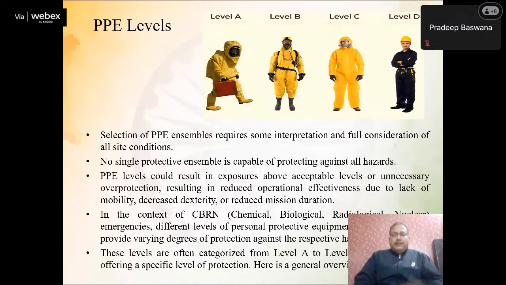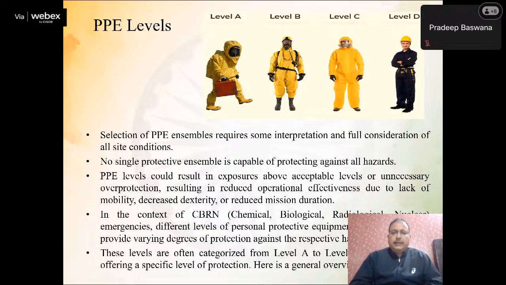Next, levels of PPE. As we focused on in the earlier slide about the levels of PPE, there are the classifications level A, B, C, and D. So, depending on the situation, which type of PPE is required in your emergency situations or by the first responders. Selection of the PPE ensembles. An ensemble is a group of materials that should be assembled in one form. Selection of PPE ensembles requires some interpretation and full consideration of all site conditions.